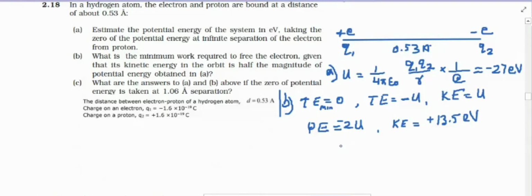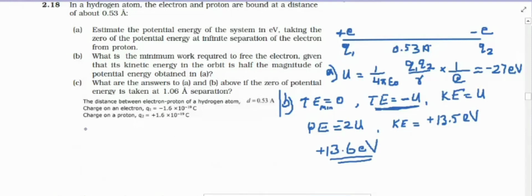So what should be the amount of energy we need to supply in this case? You need to supply positive 13.6 electron volt of energy, so that this positive 13.6 and the total energy here, minus 13.6 electron volt, when added, the total energy becomes zero, so that the electron can escape. So the answer is minus 13.6 electron volt.